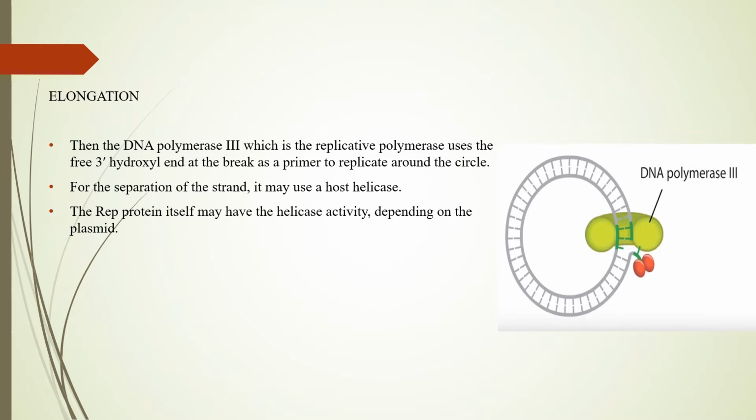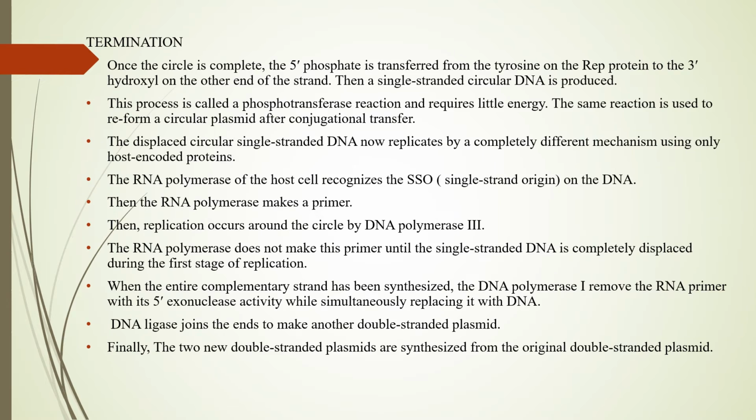DNA polymerase III, which is the replicative polymerase, uses the free 3' hydroxyl end at the break as a primer to replicate around the circle. Rep initiation protein recruits a helicase to unwind. As DNA unwinds, it is coated by the single-stranded binding proteins. As replication proceeds, the nicked strand continues to be coated by the single-stranded binding protein. The single-stranded binding protein coated strand peels off until the replication of the intact strand is complete.